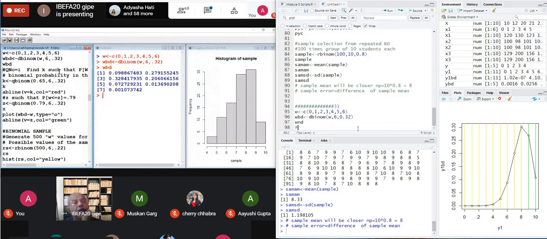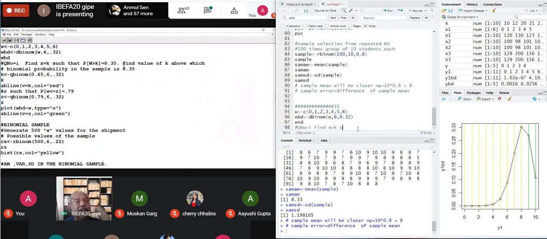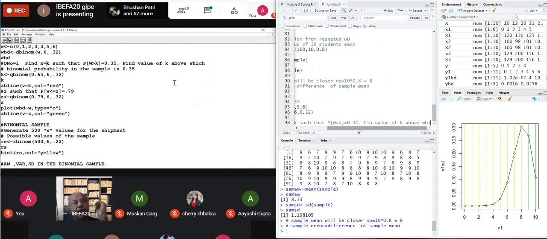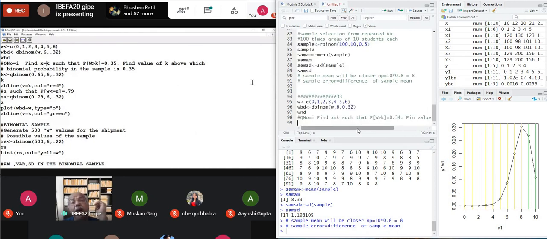Now, find x equal to k. Look on the screen, all of you. Find x equal to k such that the probability of greater than k is 0.35. So what is 0.35? The binomial probability. Meaning, find the value of k above which the binomial probability in the sample is 0.35.